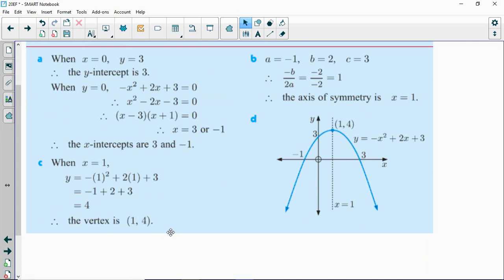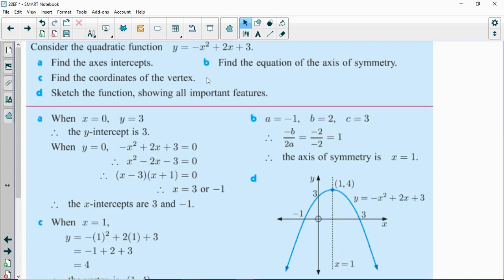Finally, we sketch the function. So we plot the y-intercept, the two x-intercepts, the coordinates of the vertex. The book is also including the axis of symmetry. In general, if we're just sketching a parabola, I would not ask you to draw the axis of symmetry, but the book asked for it in this question, so we include it. All right, but anyway, that's how we can sketch a parabola if it's given to us in standard form.